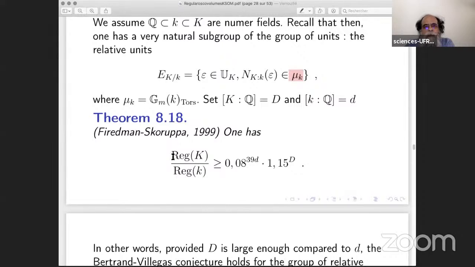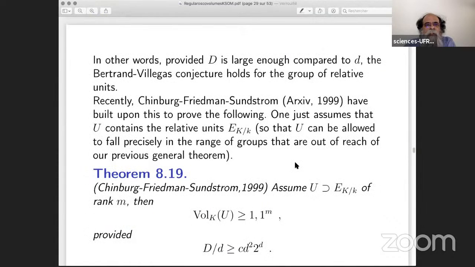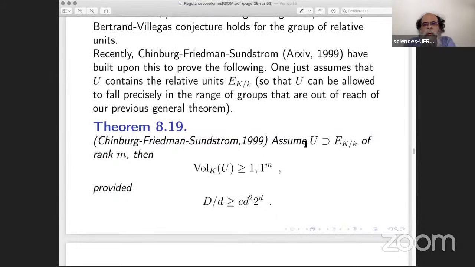And Friedman-Skoruppa proved again 20 years ago that this also behaves like predicted by the Villegas conjecture in constant to the power t. And recently, Shinberg, Friedman, and Sinnou improved that. And they proved the following. Assume that your subgroup U contains the relative units for some field. Then you have the Villegas conjecture, provided that the big field is large enough compared to the small field. The relative degree is huge.